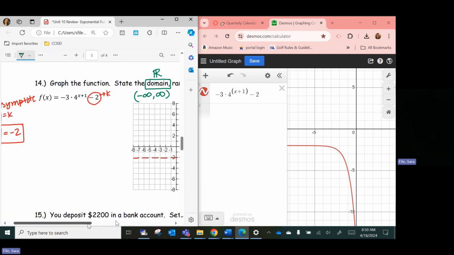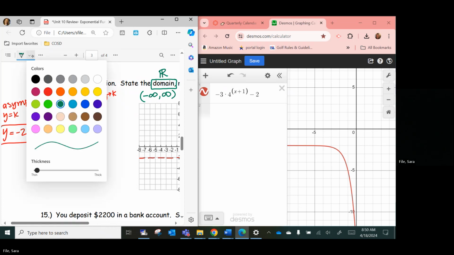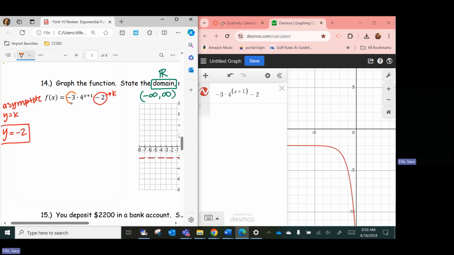So looking back at our equation over here, I see a negative a value. So a negative a value tells me that there is a reflection over the x-axis. It also tells me the fact that it's a 3 tells me there's a vertical stretch. That doesn't affect the range though. What affects the range is that there's a reflection over the x-axis. So this graph is below the asymptote, and we can see that over here, okay?